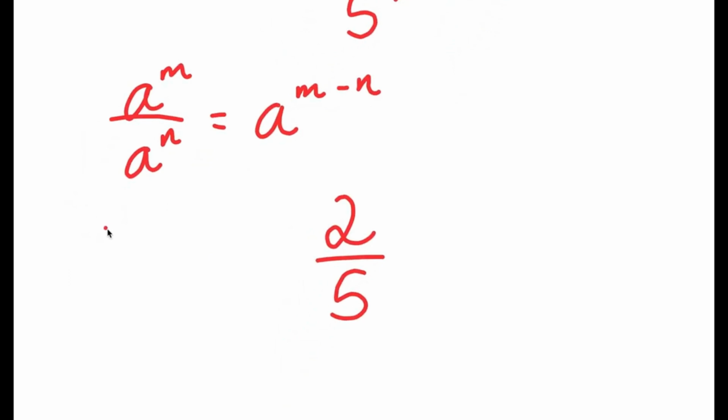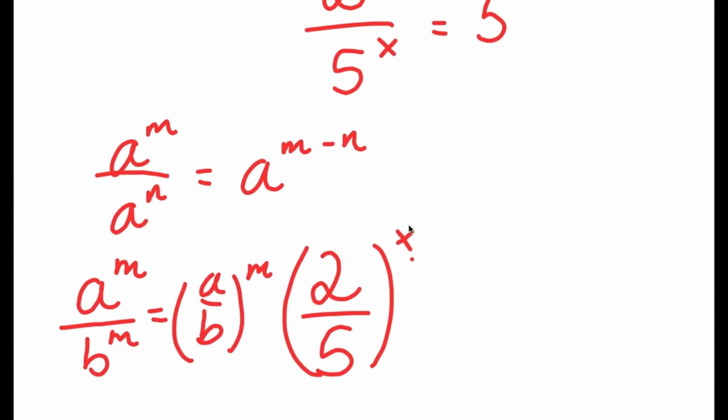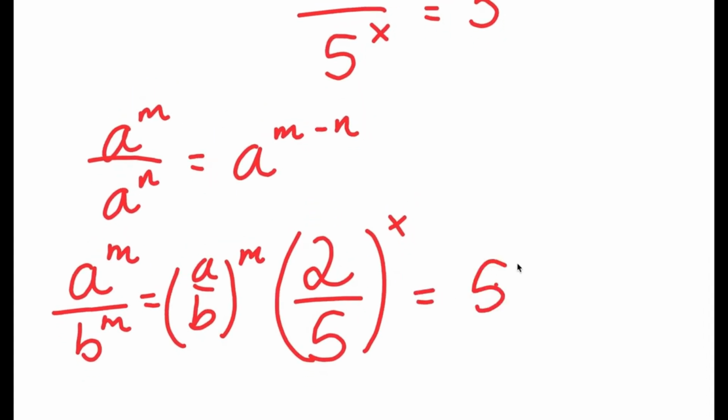And another property is that if I have something in the form a to the power of m over b to the power of m, this is equal to a over b to the power of m. So 2 over 5 to the power of x. And this is equal to 5 to the power of 7.